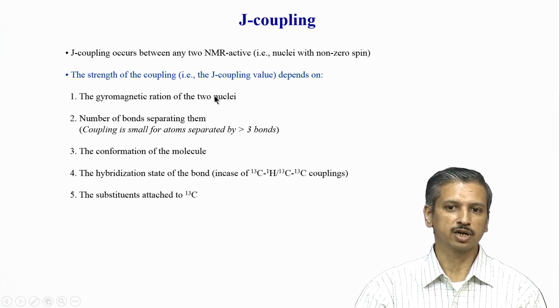So, if there is a hydrogen and carbon, the J coupling will be different compared to hydrogen and hydrogen, and hydrogen and nitrogen will be different, and nitrogen and carbon will be different, and so on. Similarly, it depends on how many bonds are separated. Remember, this is a through-bond interaction, which means it depends on the number of bonds separating them. If two hydrogens are separated by more than 3 bonds, then the coupling is very small.